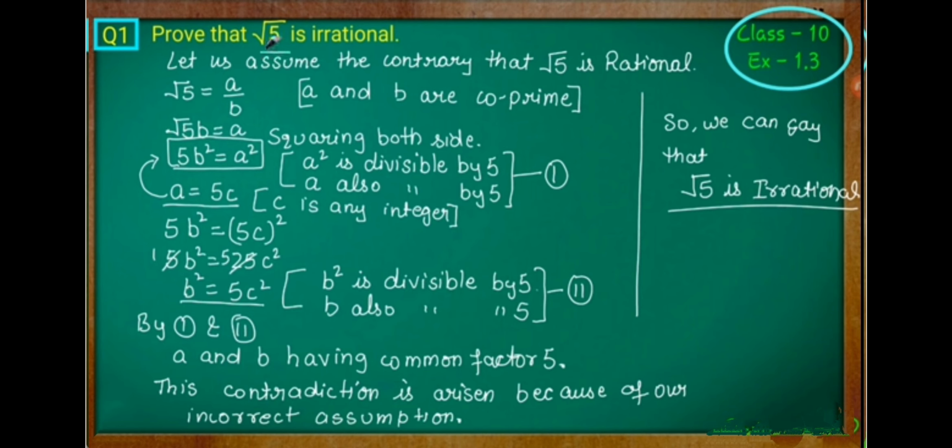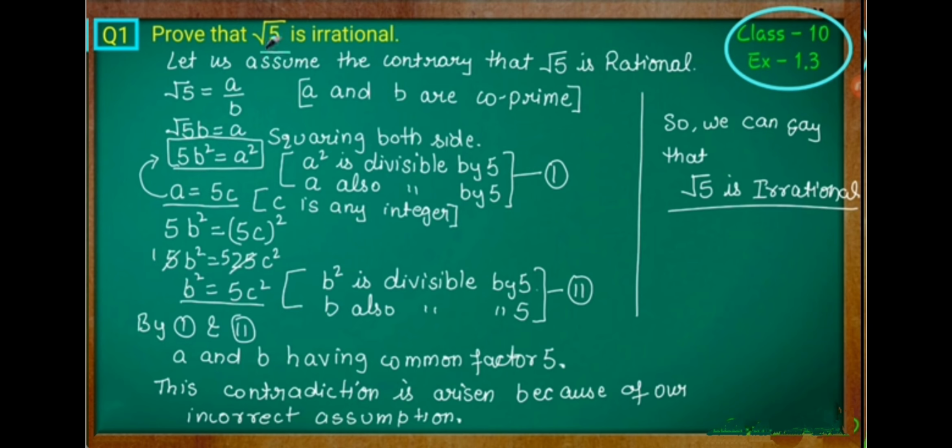Next, exercise 1.3, question number 1. Students, we have to prove that square root of 5 is irrational. Let us assume the contrary, that square root of 5 is rational. We know the definition of a rational number. So we write square root of 5 is equal to a by b. Here students, one thing we must write: there is no common factor between a and b, or you can write a and b are co-prime.